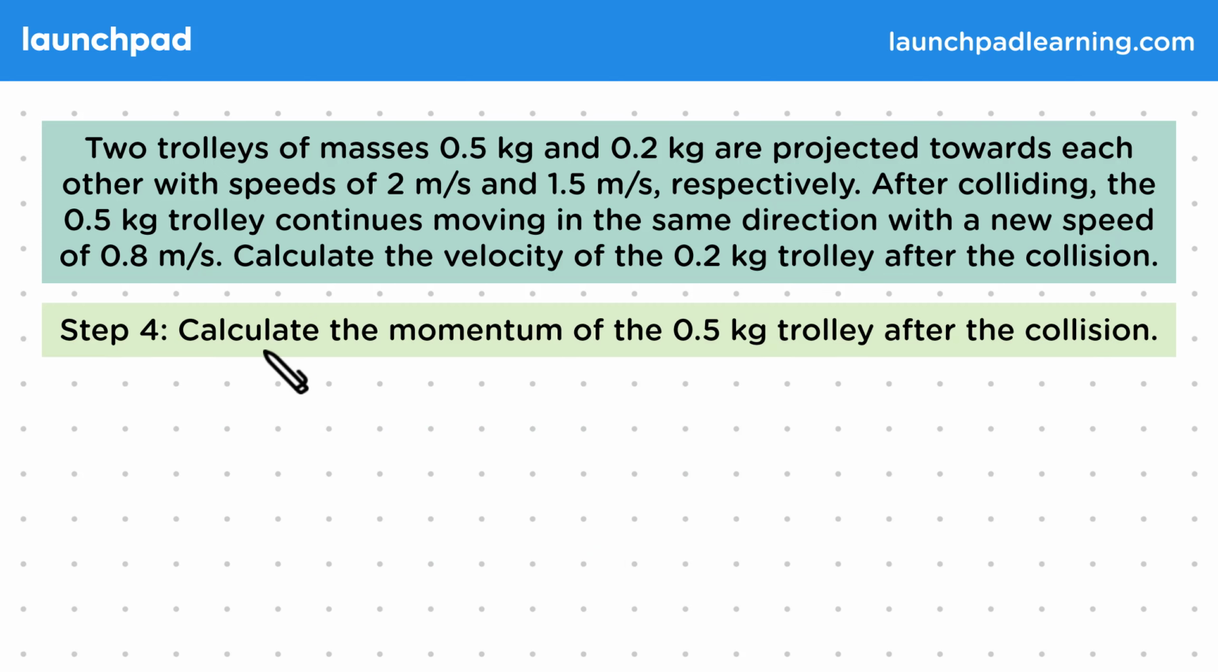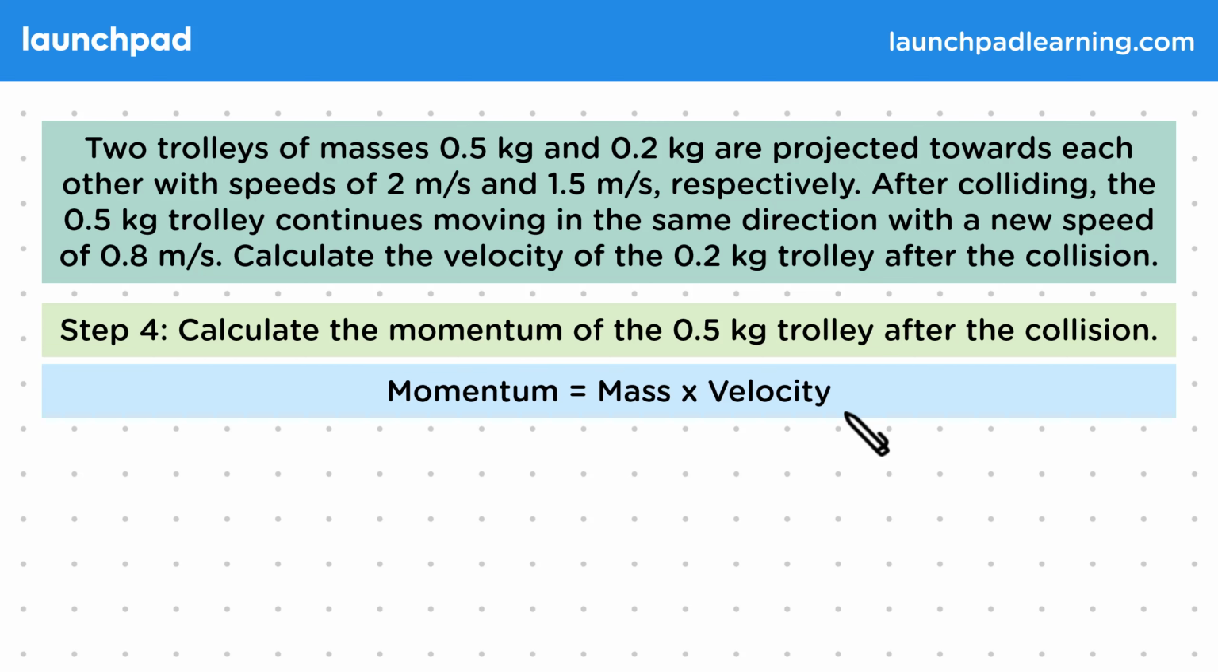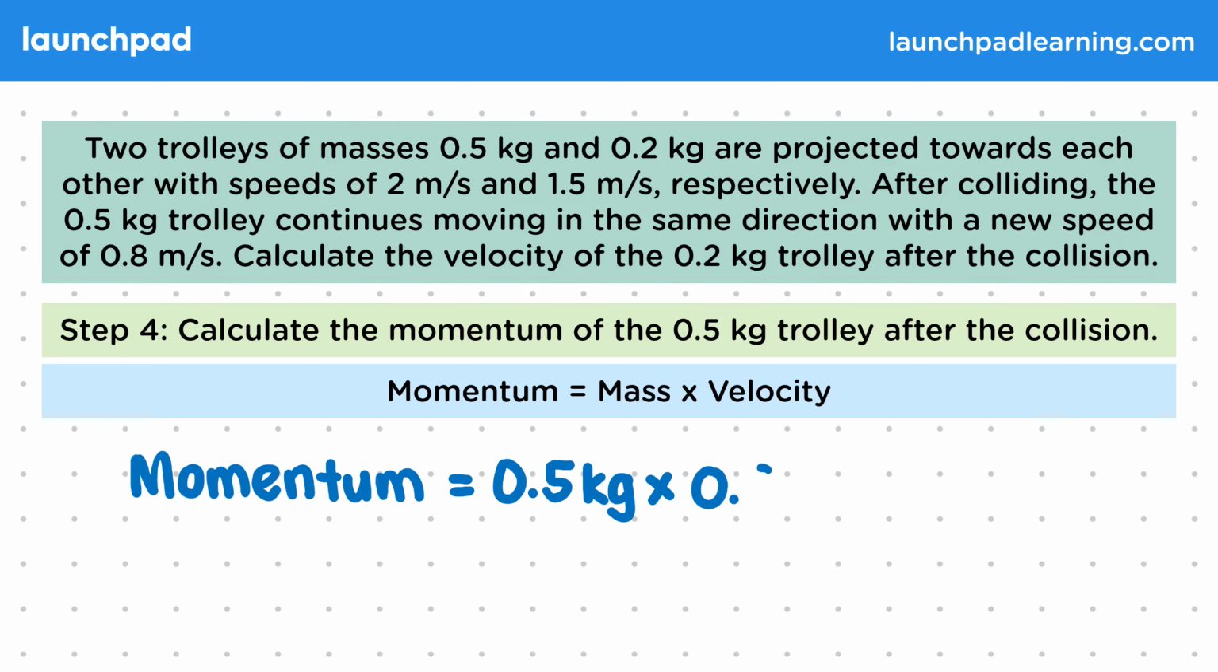In step 4, calculate the momentum of the 0.5 kilogram trolley after the collision. Again, we'll be using the momentum equation, momentum equals mass multiplied by velocity. So we have that the new momentum of the 0.5 kilogram trolley is 0.5 times by 0.8, where we have a positive value for the velocity as it's moving in the same direction. This gives a momentum of 0.4 kilogram meters per second.